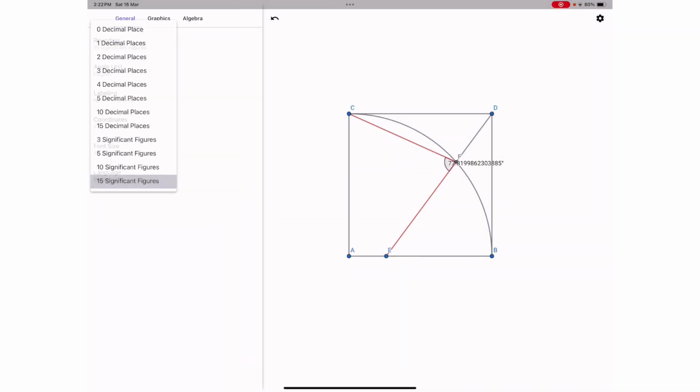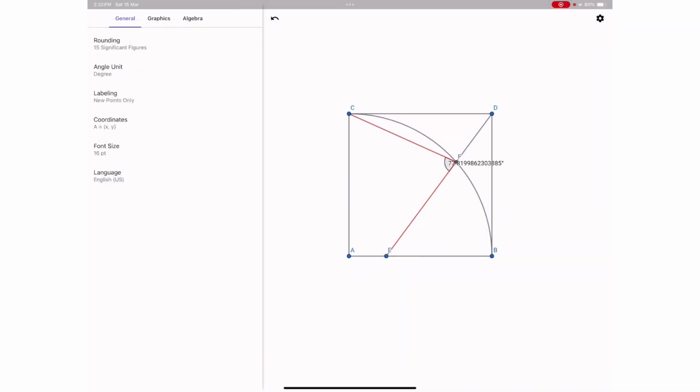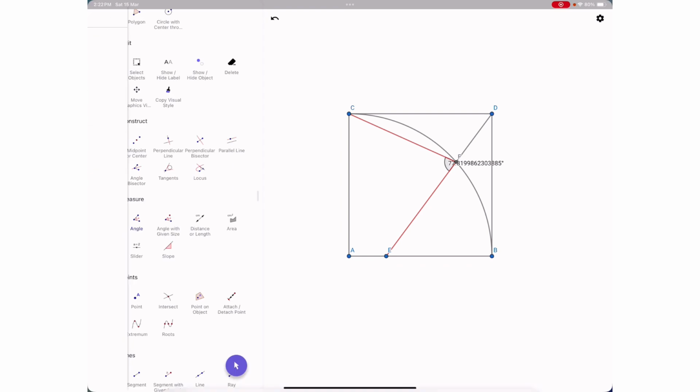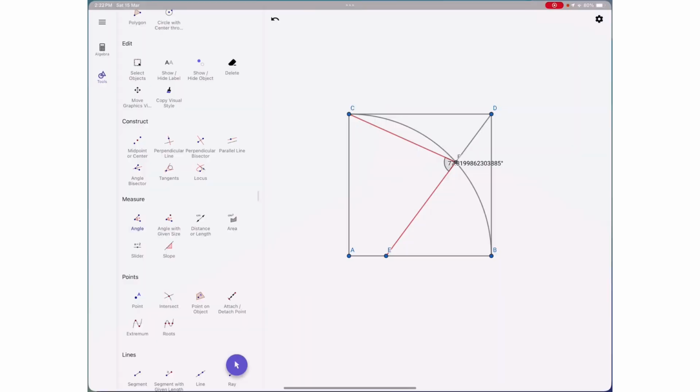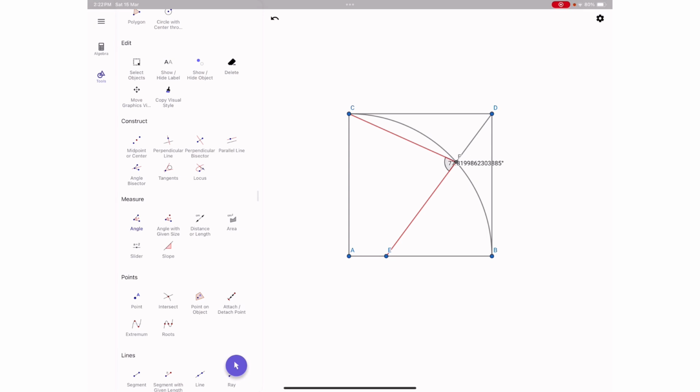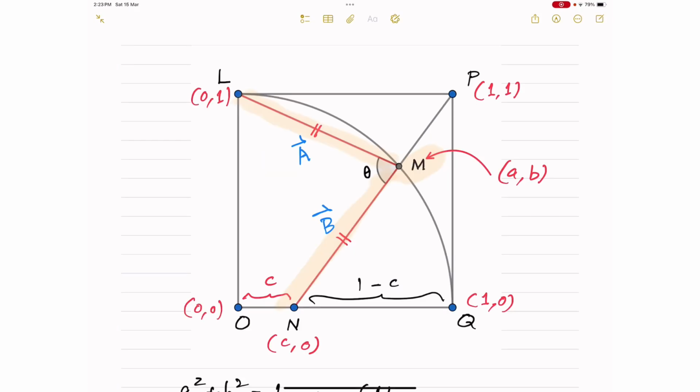The maximum accuracy is 15 significant figures, and that's exactly the number that we got: 77.819986. Let's go back to Wolfram Alpha. It's exactly the same, 81998623, and from GeoGebra we get exactly the same number. So that concludes my solution.